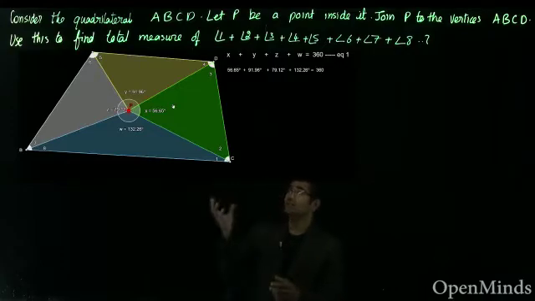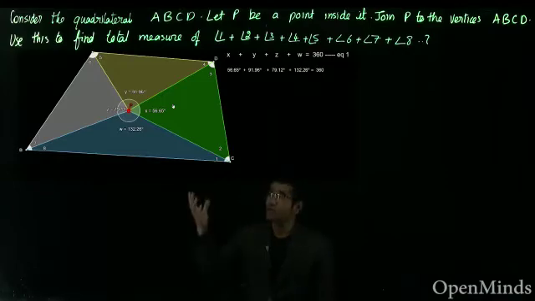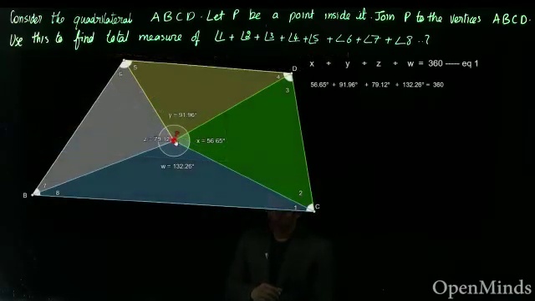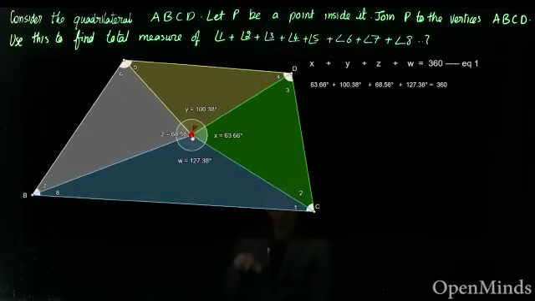Now look at that. The question says consider the quadrilateral ABCD and let P be a point inside it. So it's talking about this figure, and I can see the point P is here, basically inside the quadrilateral. So what I'm doing next is joining P with all the vertices A, B, C and D. What I can see is that four triangles are formed.